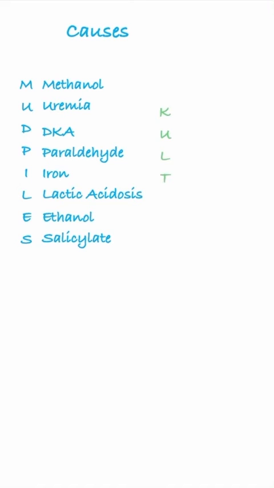Now, I like to use KULT, where K is ketones, U is uremia, L is lactic acidosis, and T is toxins. I like it because it's more general. The ketones are not just from DKA. We can also have ketosis from alcoholics or people in starvation. Uremia is usually patients that have end-stage renal failure, and I mean GFRs less than 20.